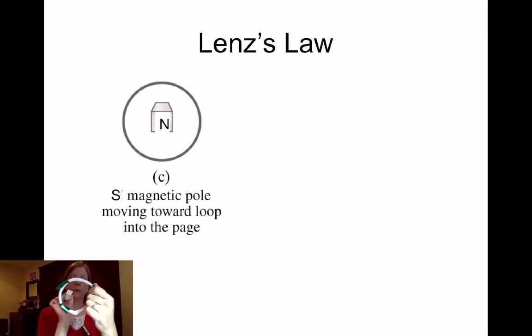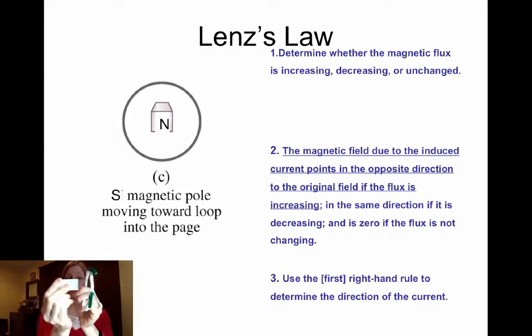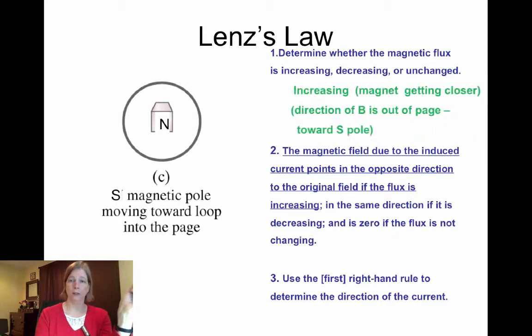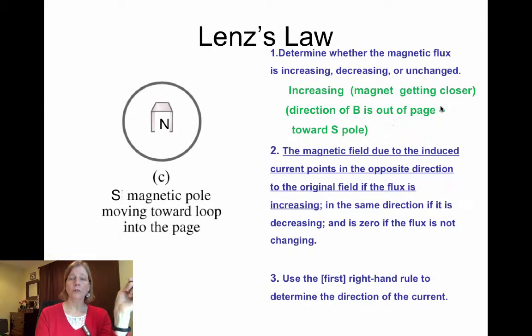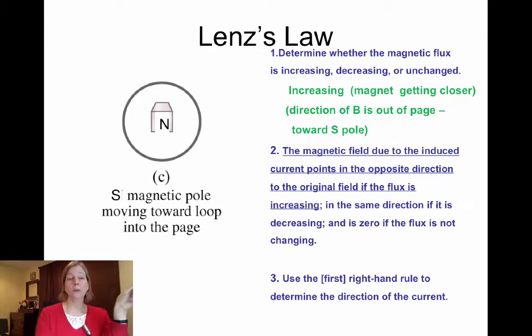As the south pole approaches the loop of wire, magnetic field lines are going back towards the south pole, returning to the south pole. So we determine whether the flux is increasing, decreasing, or unchanged. As the south pole approaches the loop of wire, we have an increase in flux. That didn't change. What's the direction of the magnetic field, though? The direction of the magnetic field as the south end approaches is going to be out of the page because the magnetic field goes towards the south pole. So that changes from our previous example of the north pole approaching the loop. So the flux is increasing inside the loop.